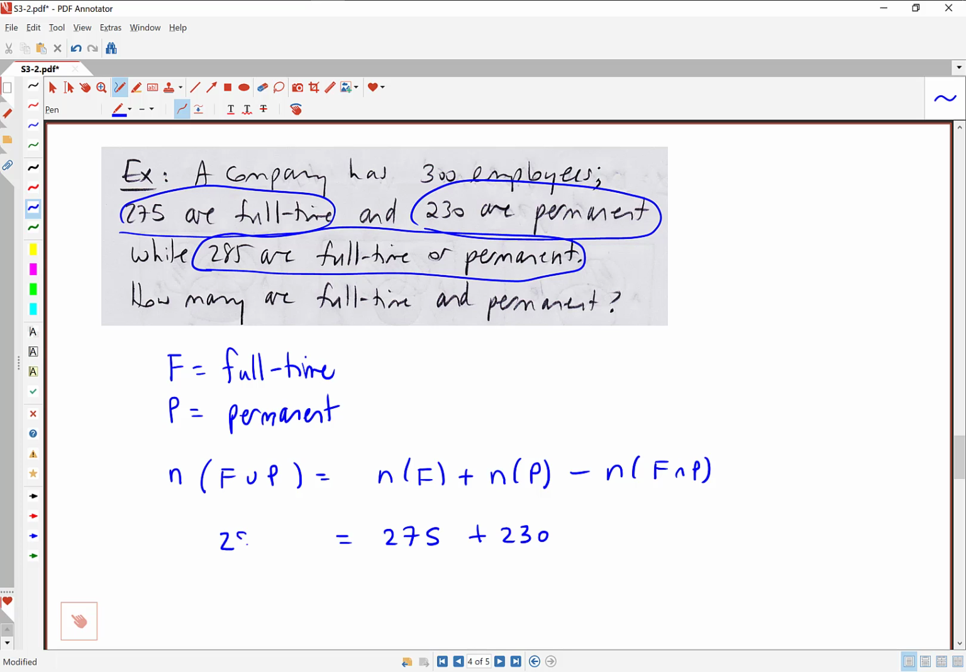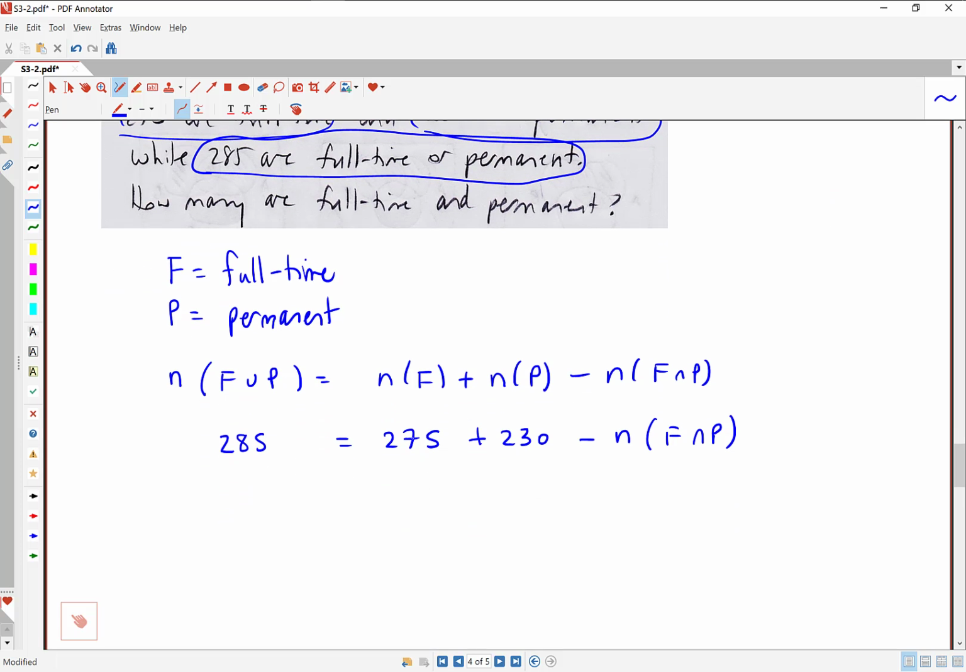Okay, that's giving us our number on the left. That's our n of F union P. So to complete this equation, we're still subtracting off this unknown number in F intersect P. All right, so let's do a little bit of algebra. Let's move all the numbers over to the left side. We got 285 minus 275 minus 230 equals the negative of the number that we're looking for. And if you grab your calculator, this works out to negative 220.